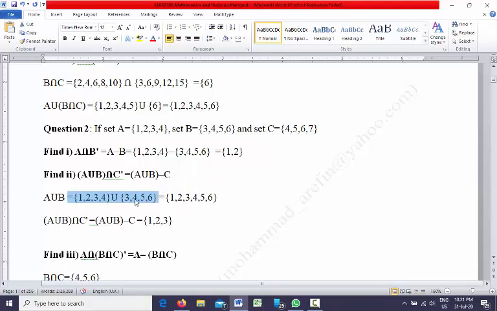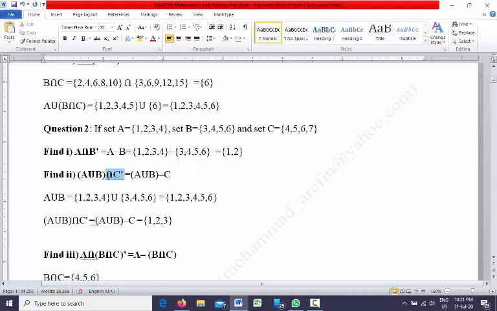So 1 2 3 4, 3 4 is common also here. So 1 2 3 4 and 5 6. Common, uncommon, everything: 1 2 3 4 5 6. 3 4 is also here; this is common, doesn't matter, we have already included it, and 5 6 is uncommon, we will also include it. So 1 2 3 4 5 6. This is A union B.